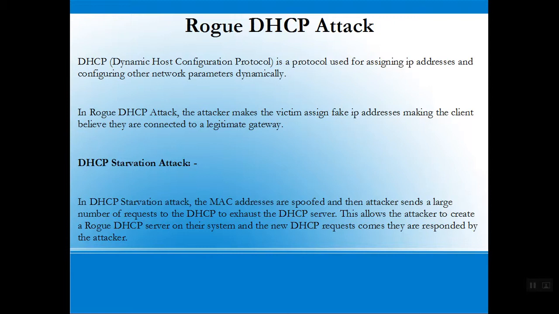DHCP starvation attack. In a DHCP starvation attack, the MAC addresses are spoofed and then the attacker sends a large number of requests to the DHCP server to exhaust it. This allows the attacker to create a rogue DHCP server on their system, and when a new DHCP request comes, it is responded to by the attacker.